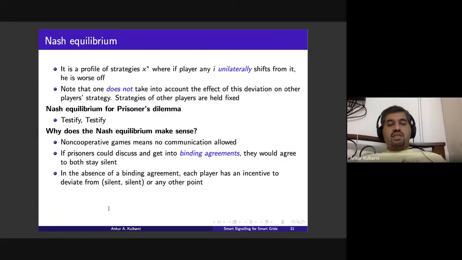Now, why does this Nash equilibrium make sense in a non-cooperative game? It's because the non-cooperative game has no means for communication. Because communication is not allowed, there is no way for players to discuss and get into an agreement to play a certain strategy. Whatever agreement you think anyone would make, there is always at least one player who has an incentive to deviate from it. And if they are deviating from it, then the agreement breaks and everyone then deviates, and then they all shift to a certain other point.